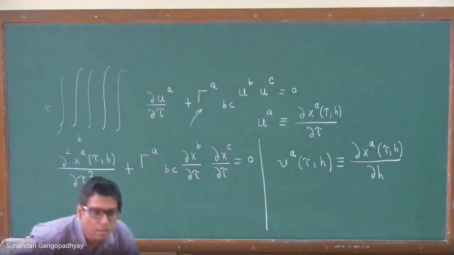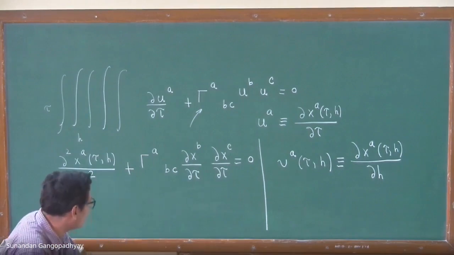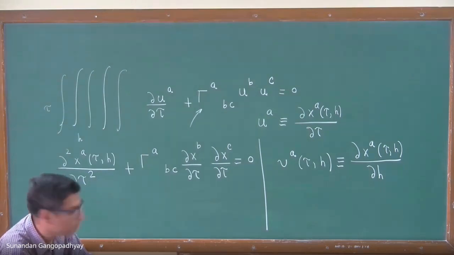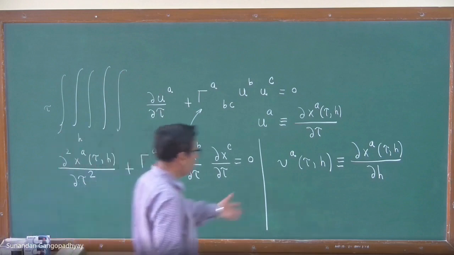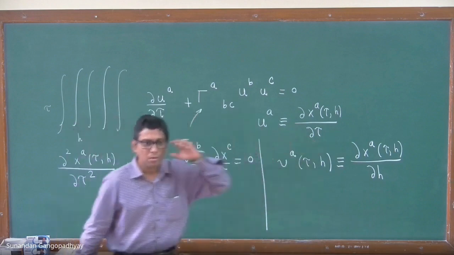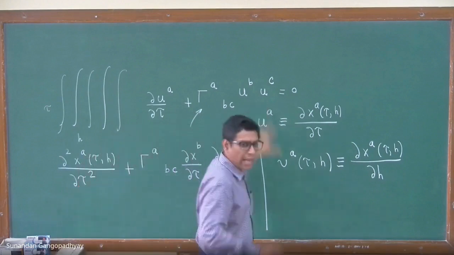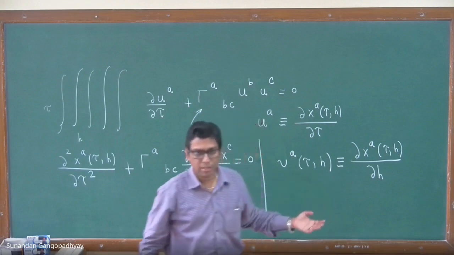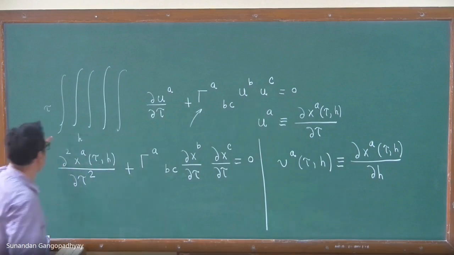I'm sorry. Which one? h. h is a parameter. Yes, so how can you guarantee that A is a vector? A is a vector, V^A. This is differentiation with respect to h, and this was differentiation with respect to tau. So what is the problem? This is a tangent vector to the geodesic; this is not a tangent vector. I'm not saying this is a tangent vector, but this is a vector. It's not a tangent vector to the geodesic.